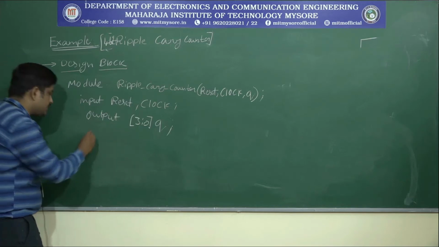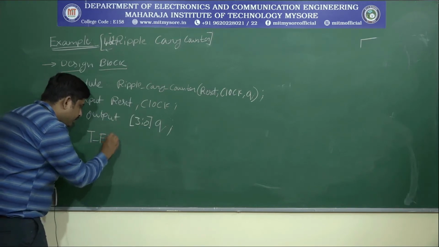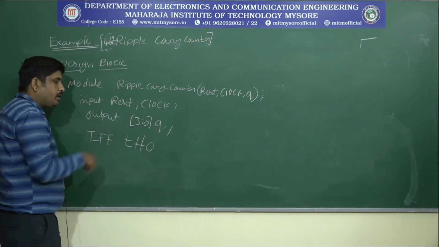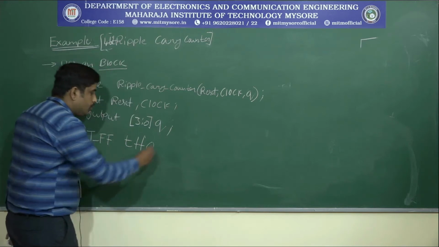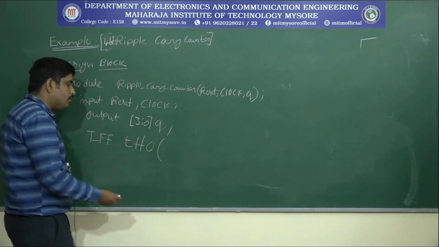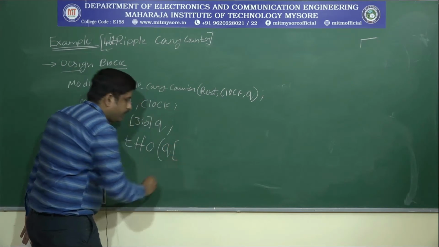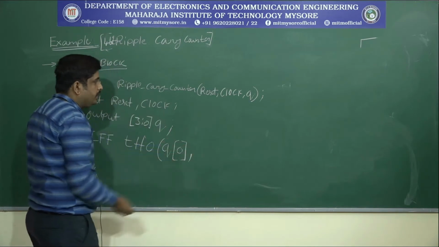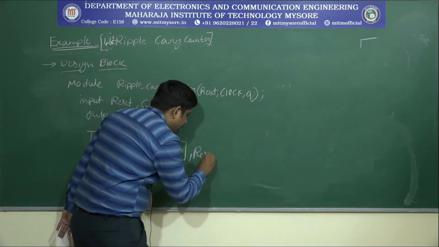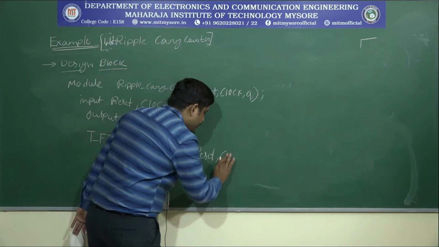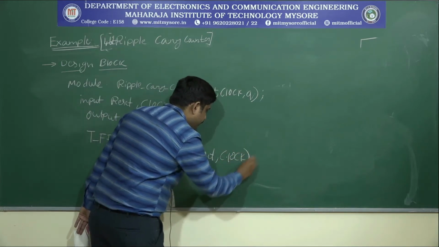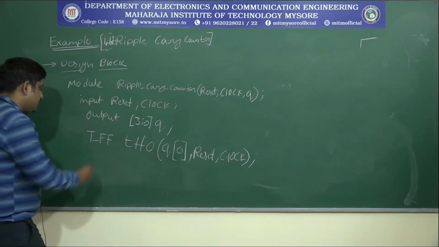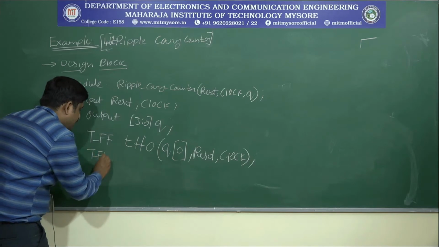The first instance is the T flip-flop, TFF0. So TFF0 is the first instance. What is the output? We already wrote in the block diagram that Q of 0 is the output. Next we have to declare the inputs. The inputs are reset and clock. This is the first instance.